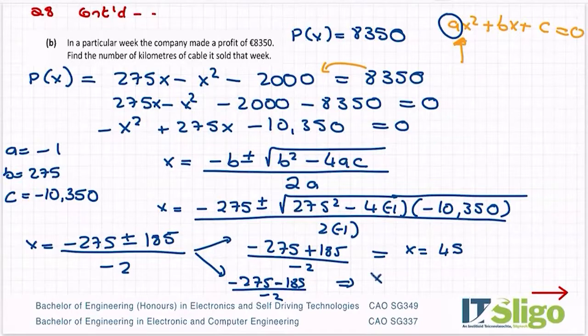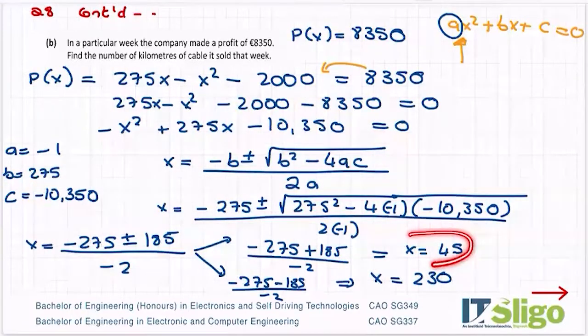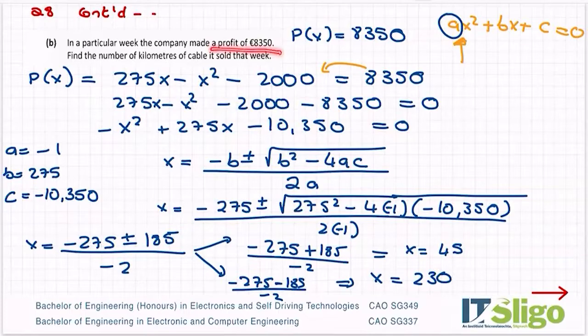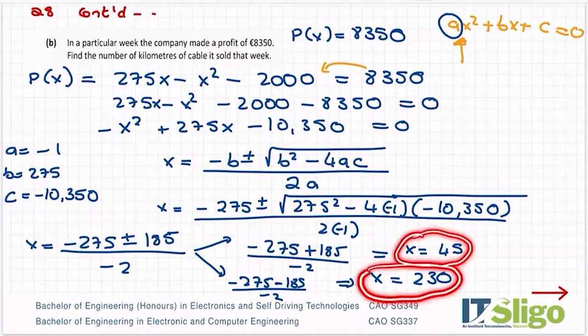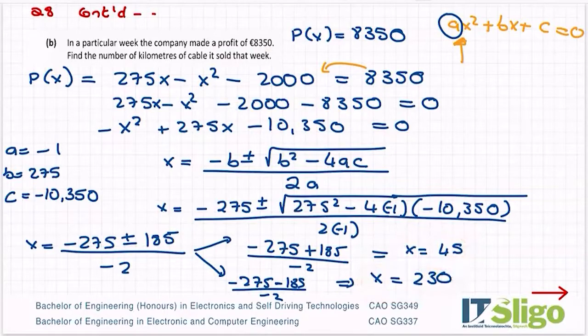And I've got x being equal to 230 for this one. Okay, so again, I'm pausing because I have two answers, and always think about whether the two answers make sense or only one makes sense. So in a particular week, the company made a profit of 8,350. Find the number of kilometers of cable it sold that week. Well, now it doesn't make sense that they have two different values for cable that they sold. So one of them doesn't make sense, okay?